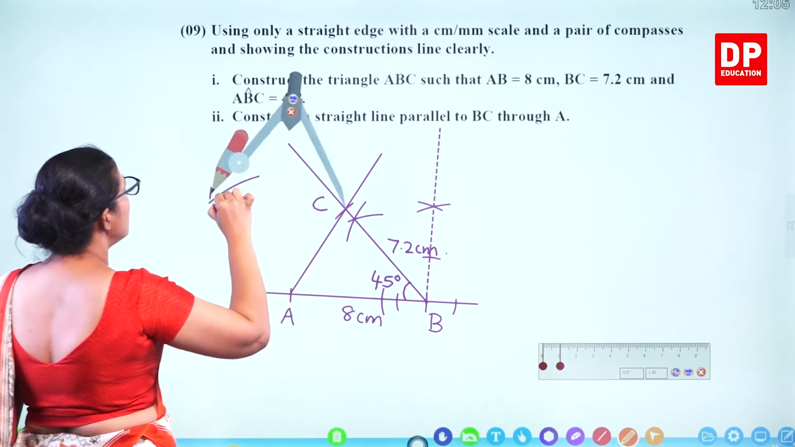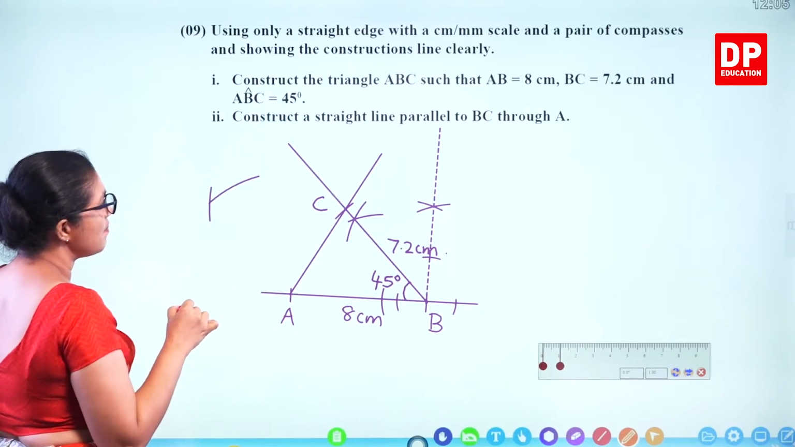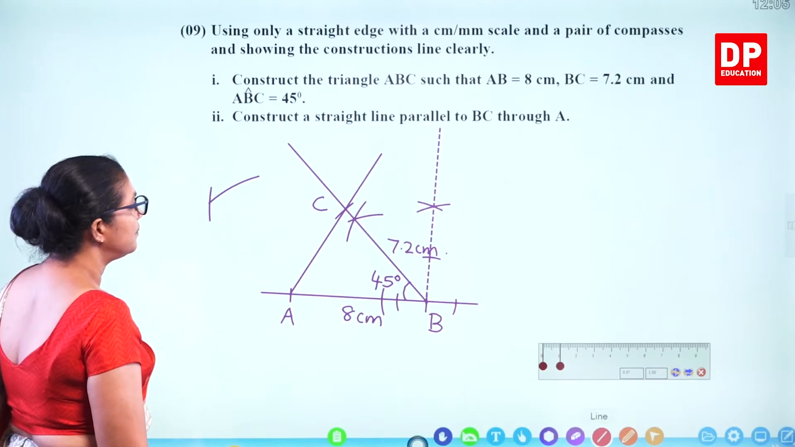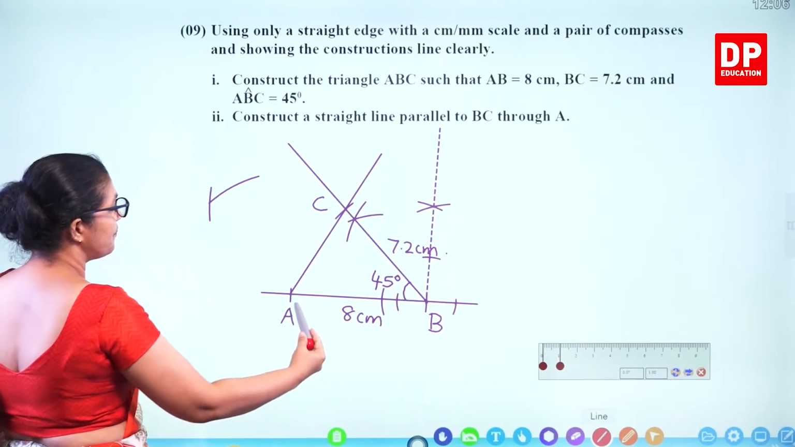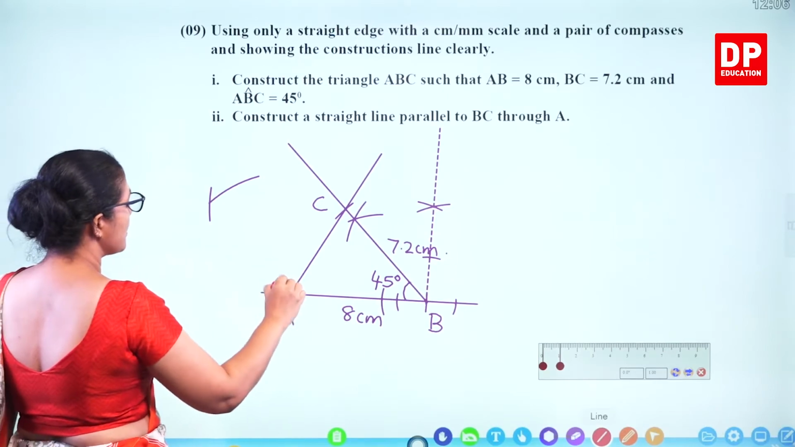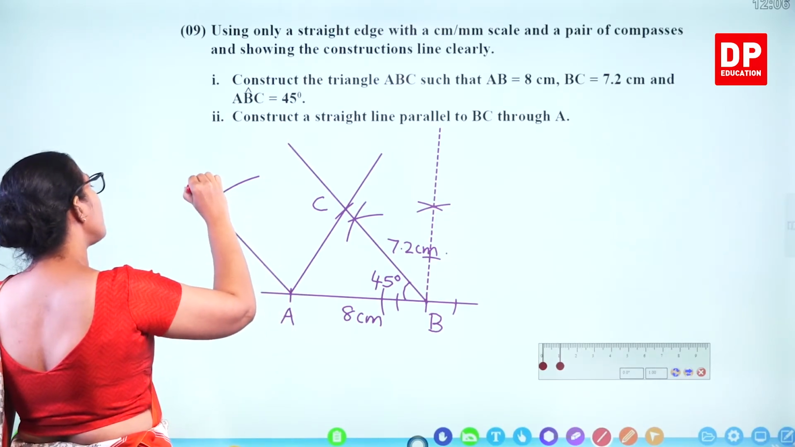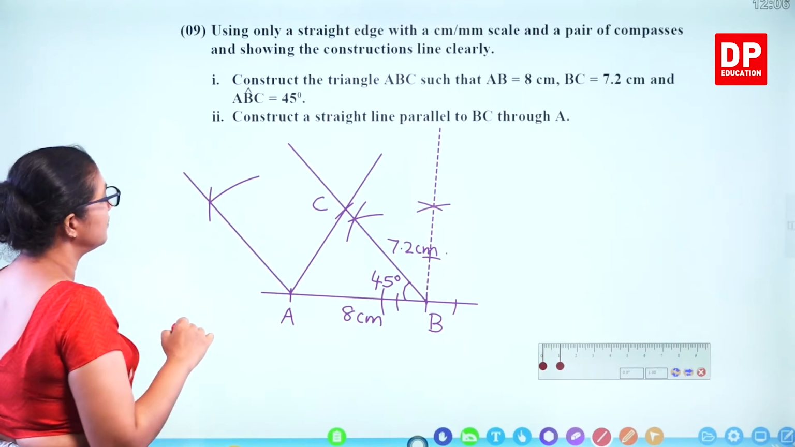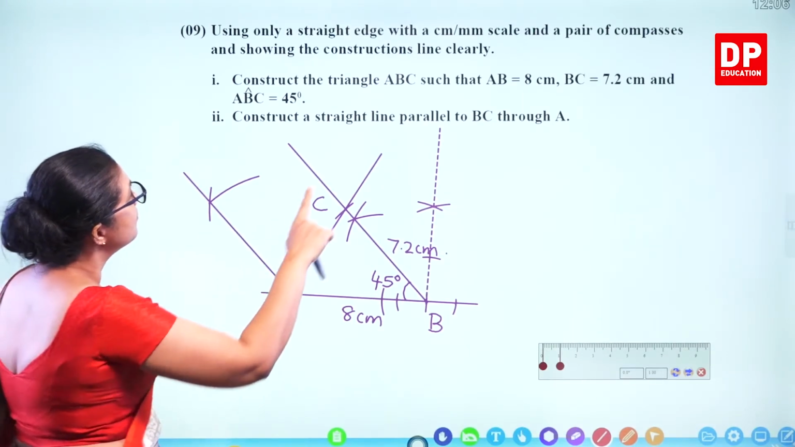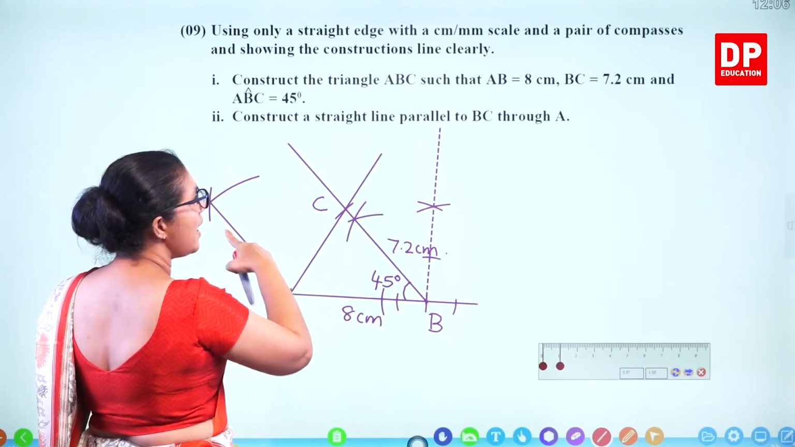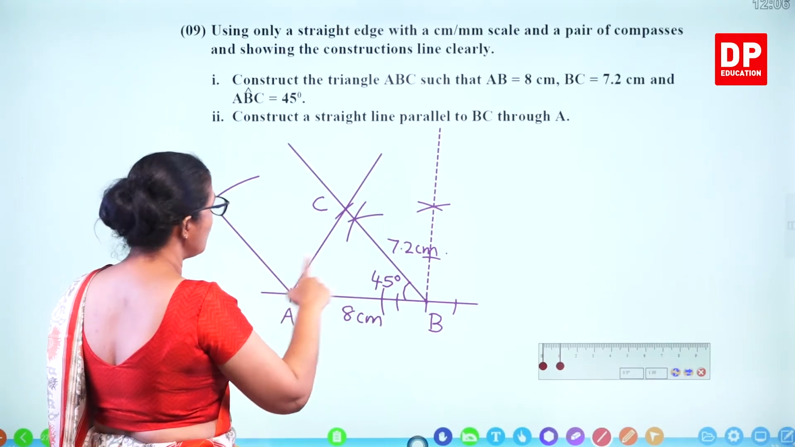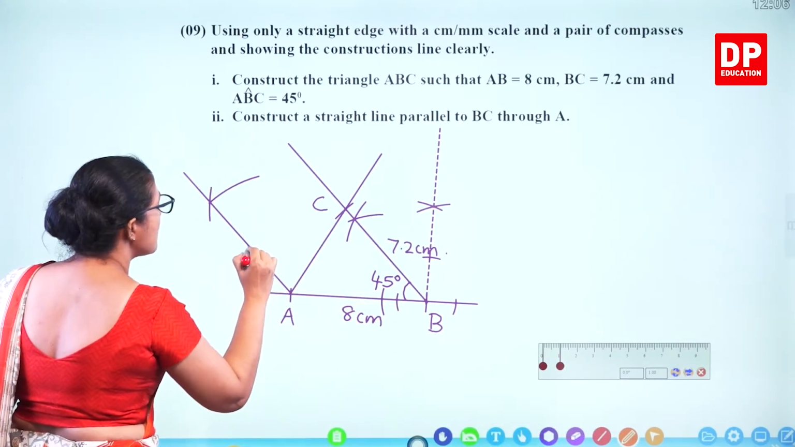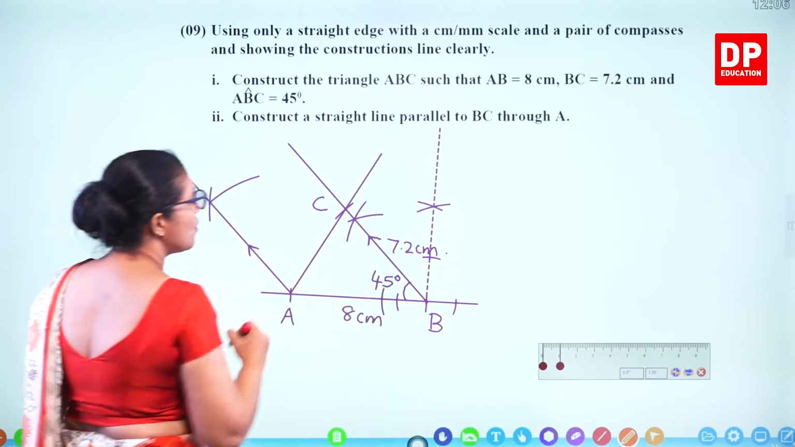So here, this is the intersecting point. Now you can connect with the ruler A and this point. So that's the parallel line passing through A to the BC line. So these two lines are parallel. So this line is parallel to this line.